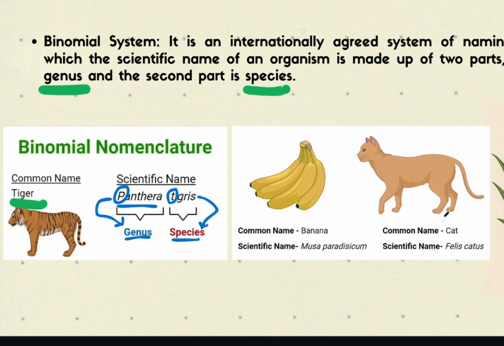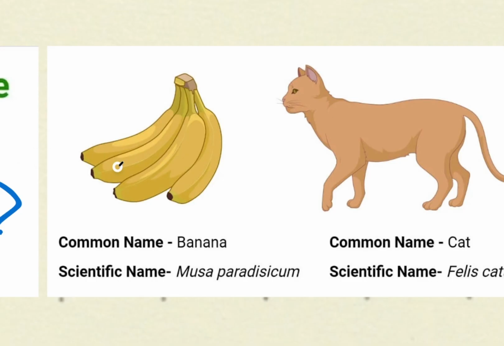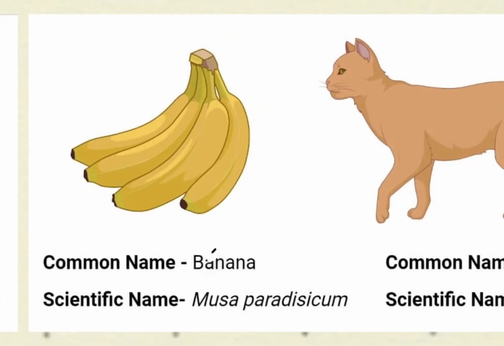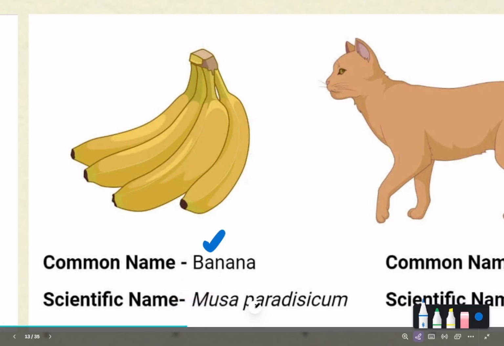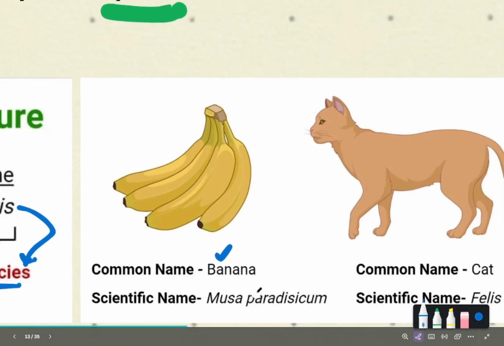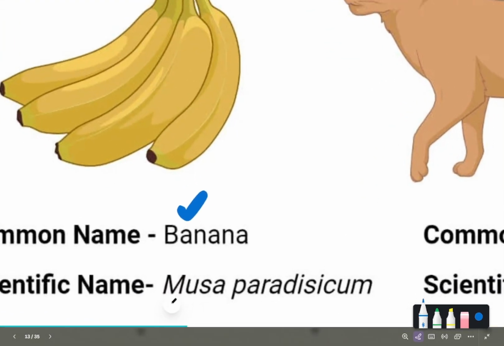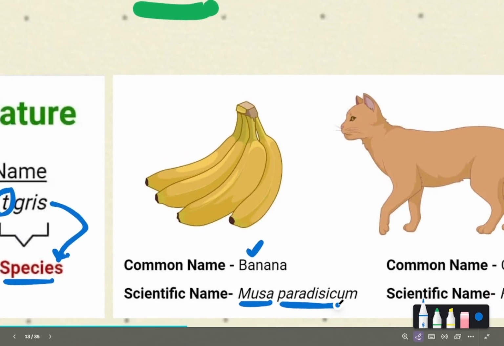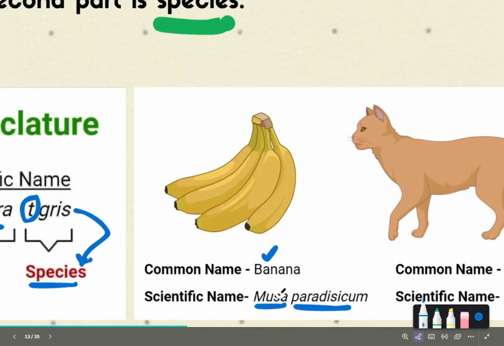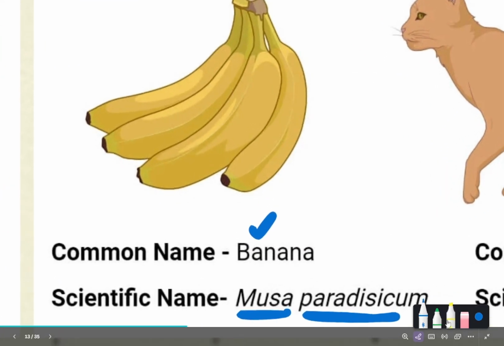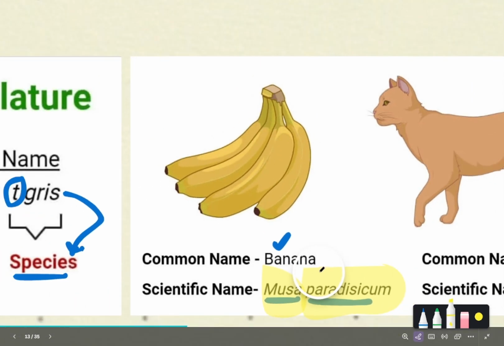Now let's try another example over here. As you can see, this is a banana, right? This is how we commonly know it. But the scientific name over here is made up of two parts. This is the first part, which is Musa, and the second one is paradisiaca. So Musa is going to be the genus over here, and then paradisiaca is going to be the species.